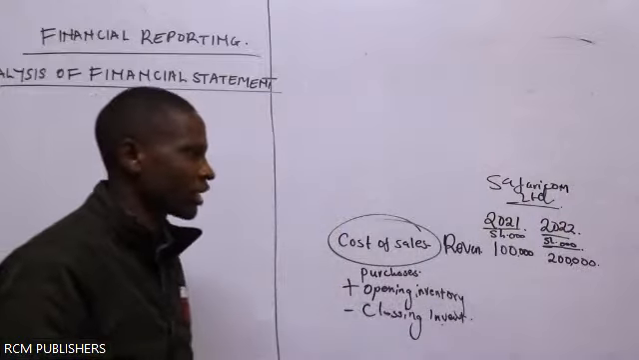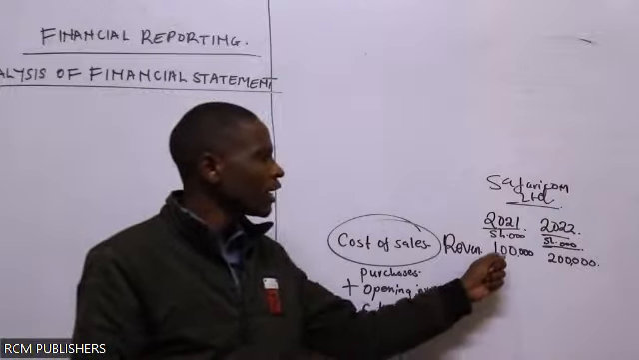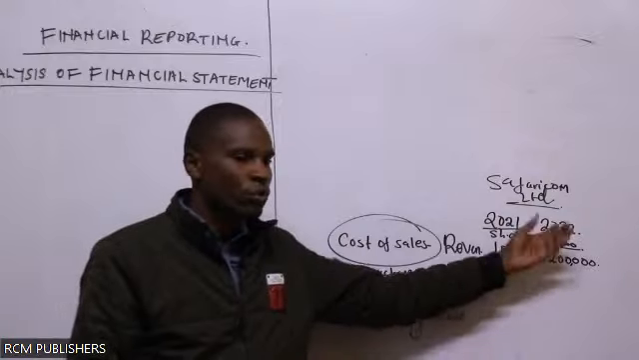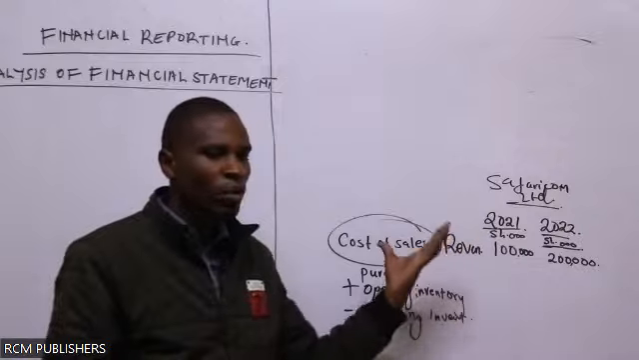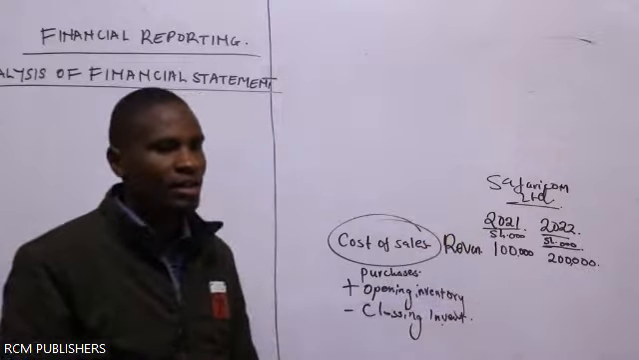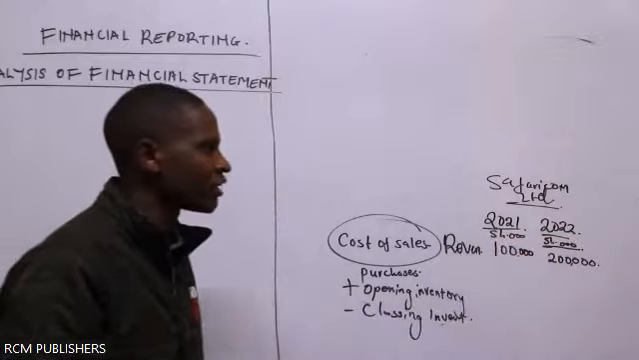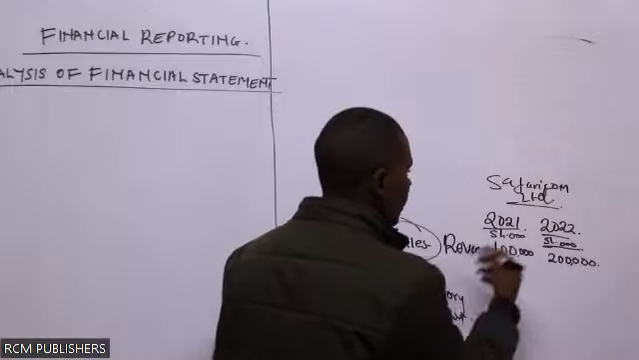That is very correct. Because I can say if the revenue for year 2021 was 100,000, and then 2022 we got 200,000, there was an increase. We shall see the trend, or the percentage increase, for such a profit.